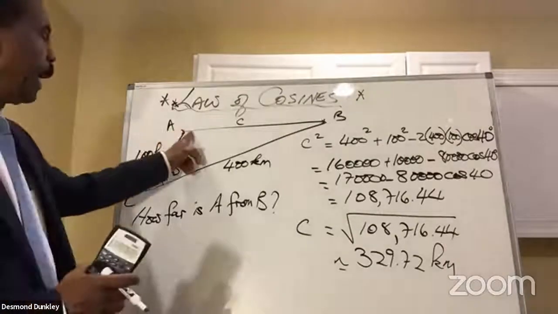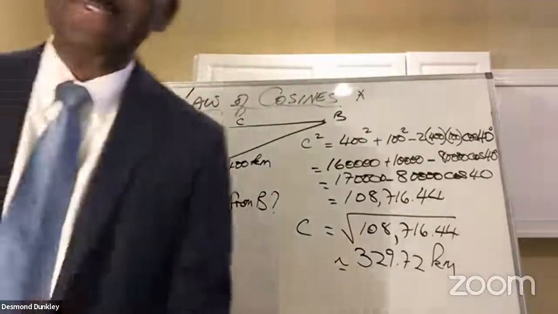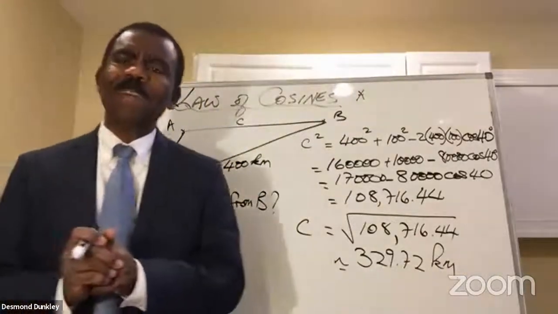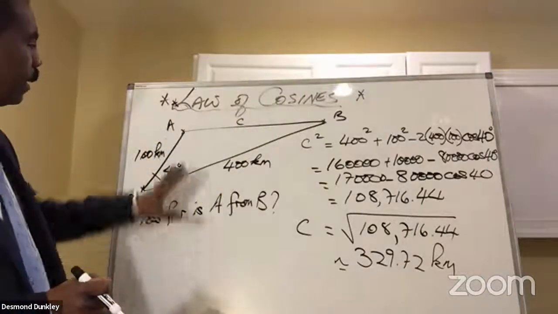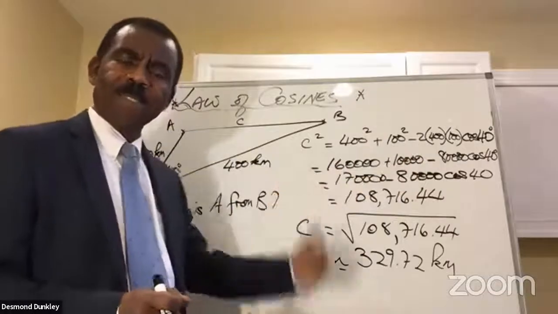Kilometers. So the distance from A to B is 329.72 kilometers. So that's it. There it is right there. So look at how we took the pieces, applied the law of cosines, and there it is.